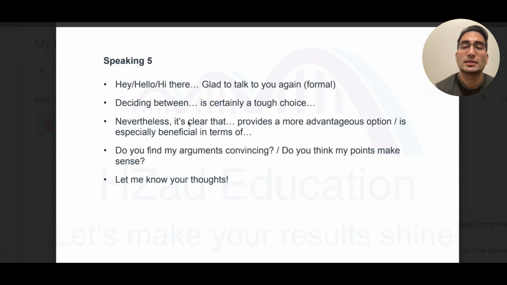Or you could say it is clear that whatever is especially beneficial in terms of, and if you say is beneficial in terms of, then here you would have to mention the very first point, which could be a really good start, because right here you would mention especially beneficial in terms of the cost saving if you look at the cost here and there. So this can help you get into the very first point right away, which is why this could be a good choice. But you could also say provides a more advantageous option and mention your first point in the next sentence.